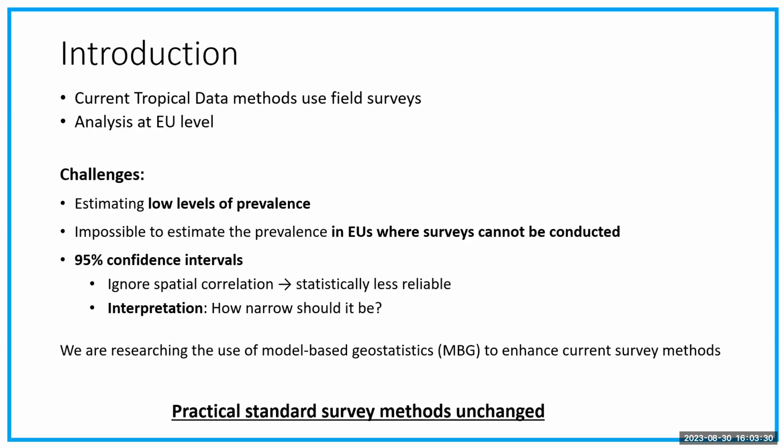To assess the elimination status of trachoma, Tropical Data supports the field surveys and analyzes these data to estimate the TF and DD prevalence for each evaluation unit, or EU. However, as we progress towards the elimination, it becomes more difficult to estimate the low levels of prevalence. And it is impossible to estimate the prevalence in EUs where surveys cannot be conducted. Another issue is that the 95% confidence interval ignores spatial correlation, which is statistically less reliable. Also, the interpretation is difficult.